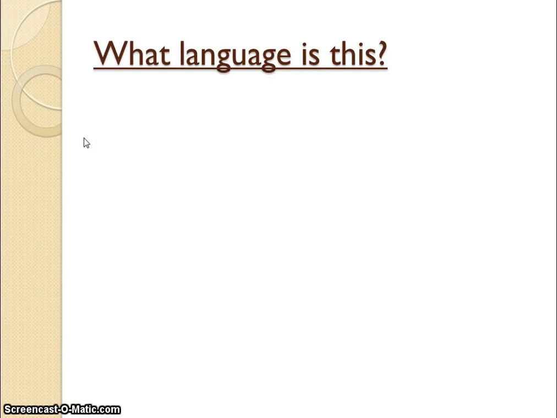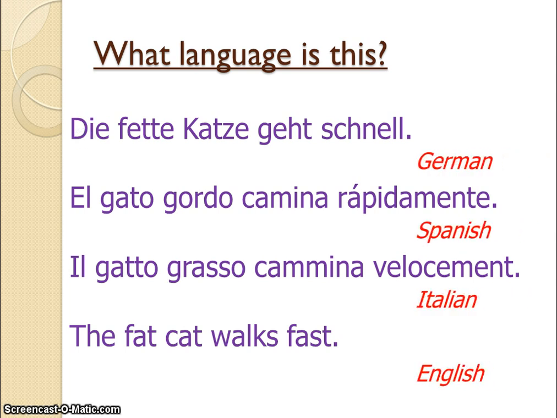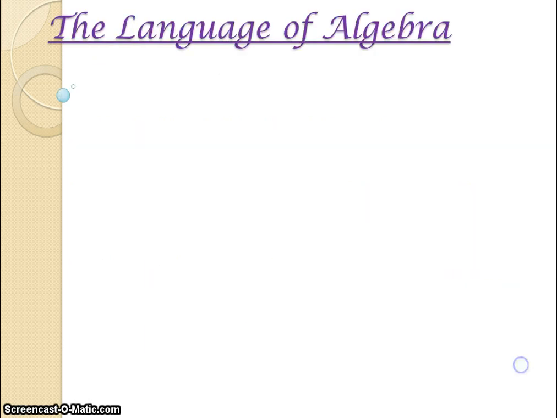Okay, we're going to talk about languages. So, what languages are these? I'm sure you know at least one of them. So, here you can see it. The first one's German, Spanish, Italian, and of course English. In maths we have languages as well. Today we're going to actually have a look at the language of algebra.